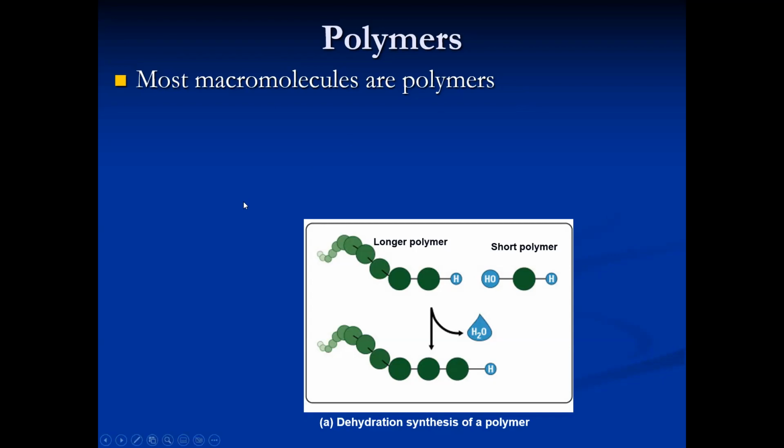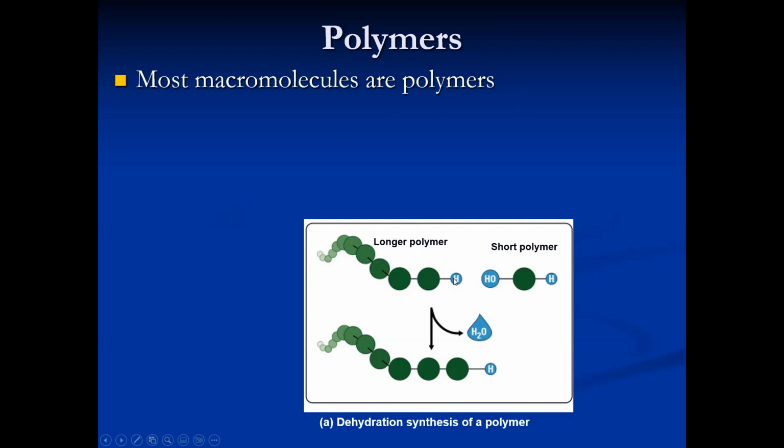Okay, most macromolecules are polymers. What is a polymer? Well, a polymer is a series of individual molecules or atoms hooked together in a long chain. Polymer, poly means many, mer means unit. So in this case, we're talking about any very long chain, for example, starch. So how do we make the starch longer? How do we make the polymer longer?